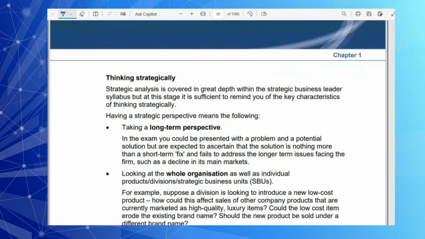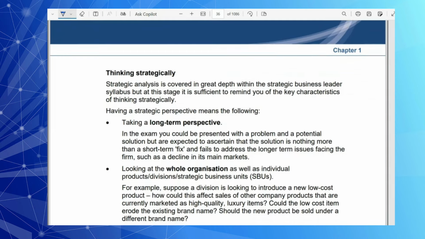The next is thinking strategically. So when you are in a good position in the company, or you are studying, or if you are a student also, you have to start thinking strategically, how the perspective will be discussed there, and taking a long term perspective, whatever problem you are solving of the company. Whether it is a short term fix, you are going to sort out, you need some long term or concrete solution for the specific problem area, looking at the whole organization as well as the individual.